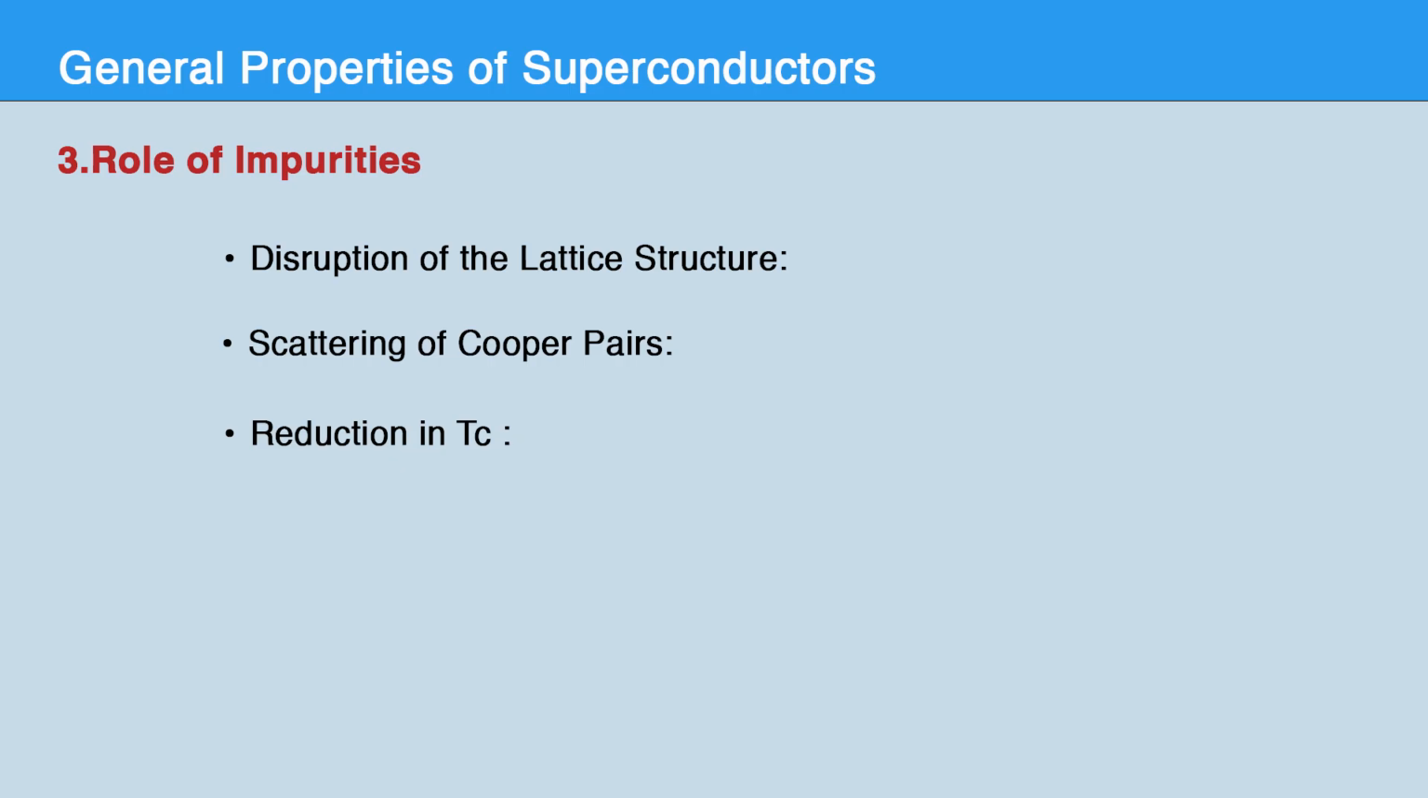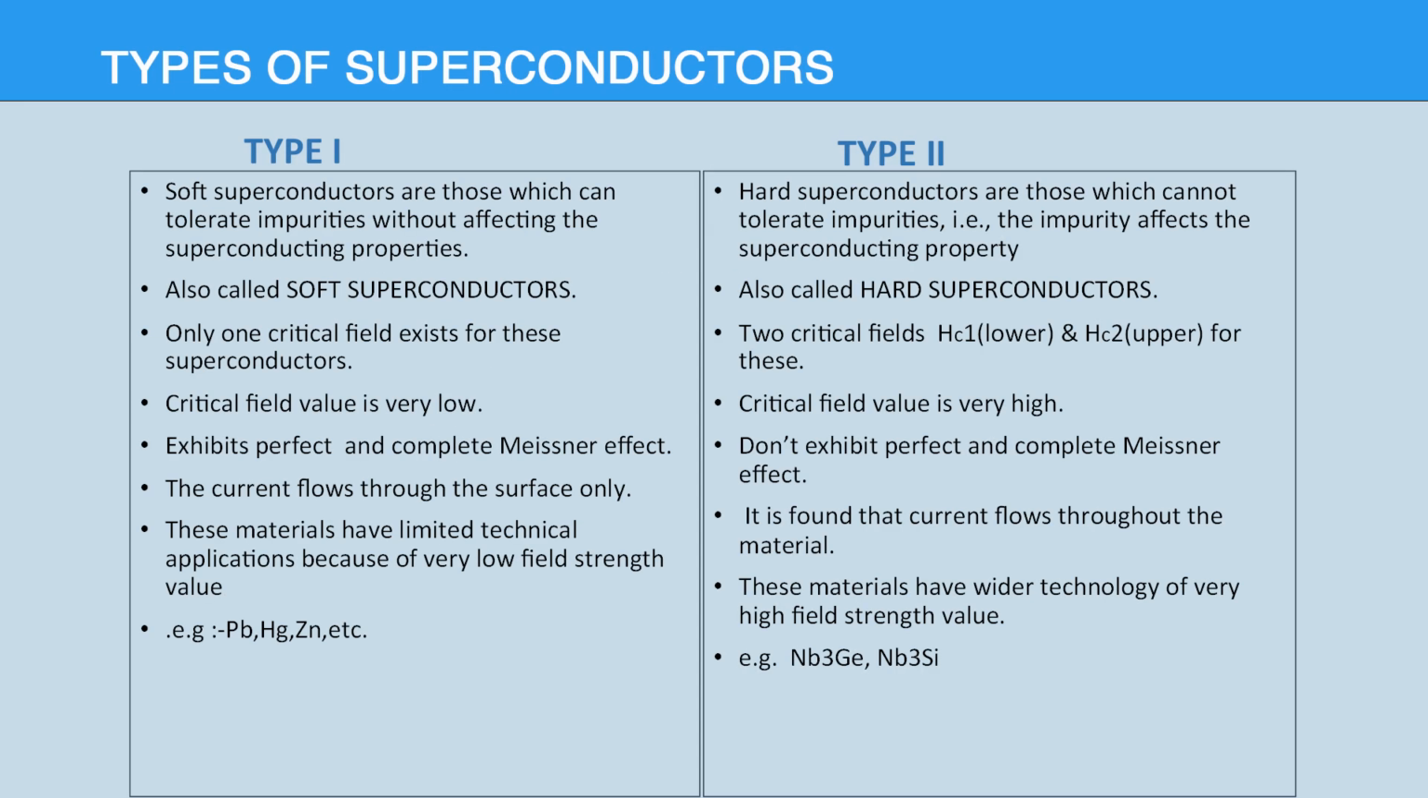Impurity effect in different superconductors. Type 1 superconductors. These materials show a sharp transition to the superconducting state and are usually pure element superconductors. They are those which can tolerate impurities without affecting superconducting properties, also called soft superconductors. Only one critical field exists for this superconductor.